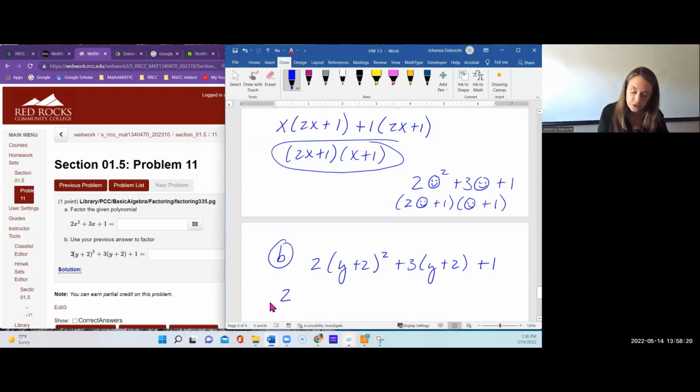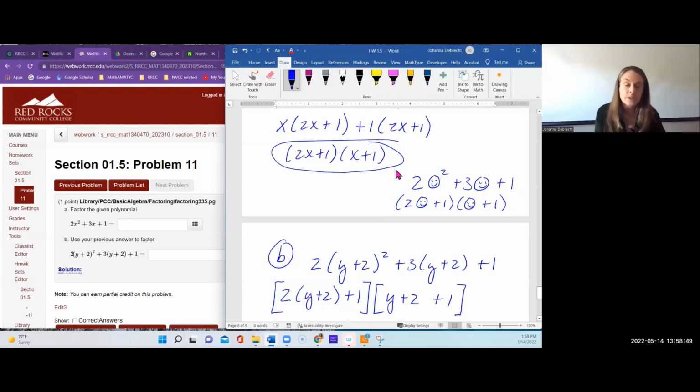I would have 2, open parentheses, y plus 2, close parentheses, plus 1. This goes in my first set of parentheses, which I'm going to make square to differentiate. In my second set of parentheses, which I'll also make square, I start with the placeholder, which is y plus 2. And then I have a plus 1. And then I can close it.